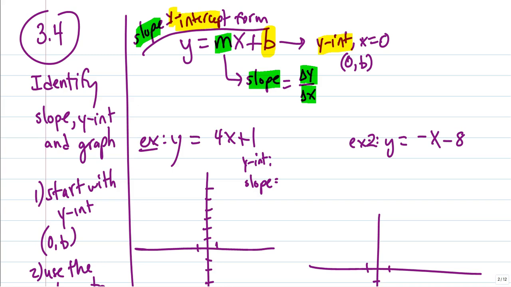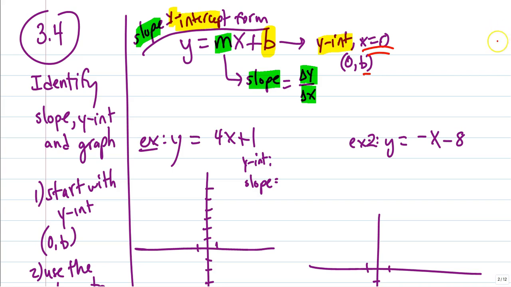Remember, the argument is if x were to be 0, if x equaled 0, and I was to plug a 0 in here, all I'd be left with is that y equals b. So that would be a point, (0, b). That number, that b, will always be the y-intercept. The m will be our slope.